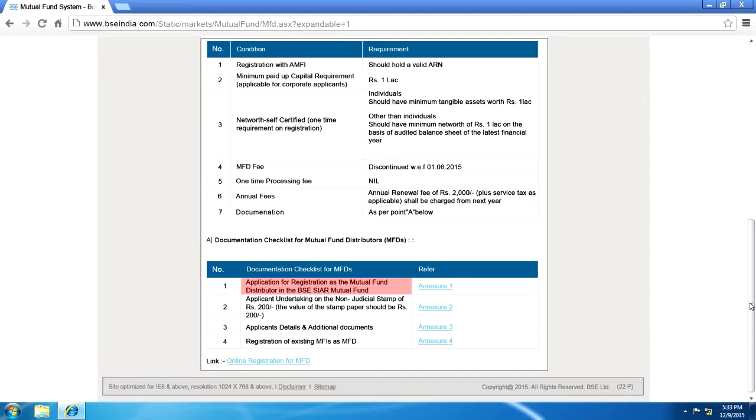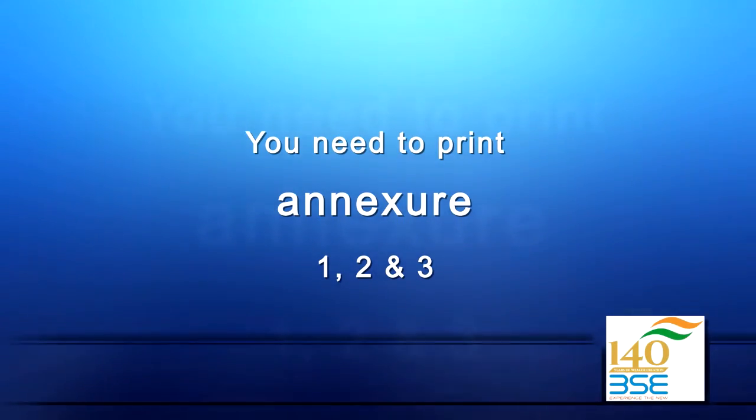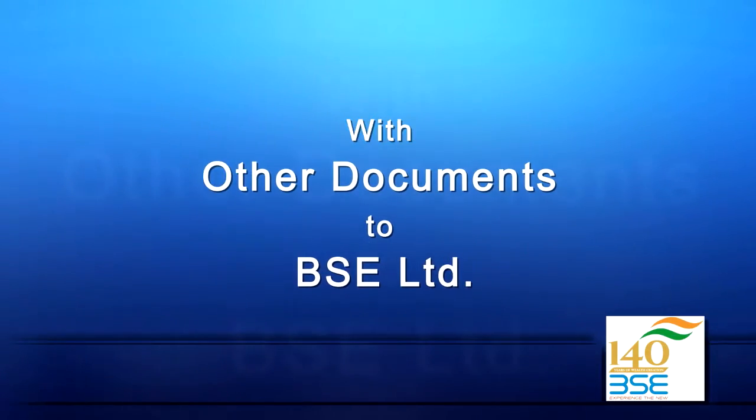Annexure 1 is the application by MFD. Annexure 2 is the applicant's undertaking. Annexure 3 is the applicant's details and other documents. You need to print annexure 1, 2 and 3, fill in the required details and submit the physical copy with other documents to BSE Limited.